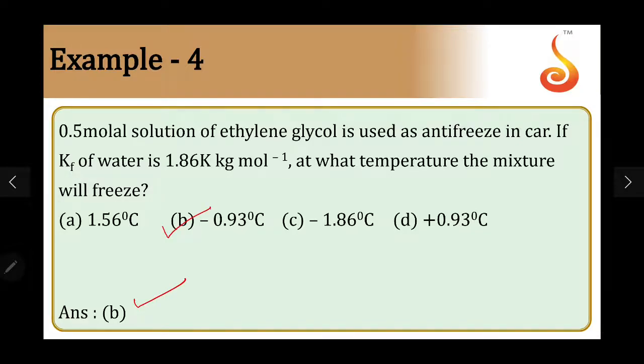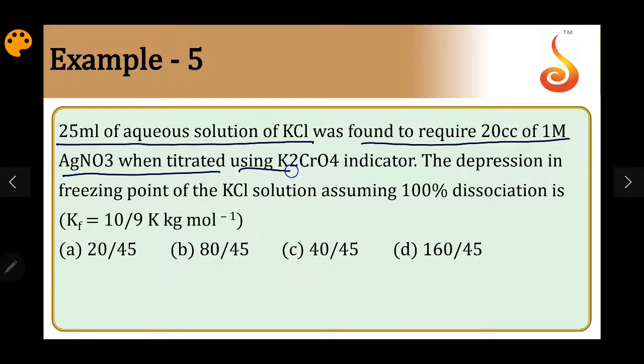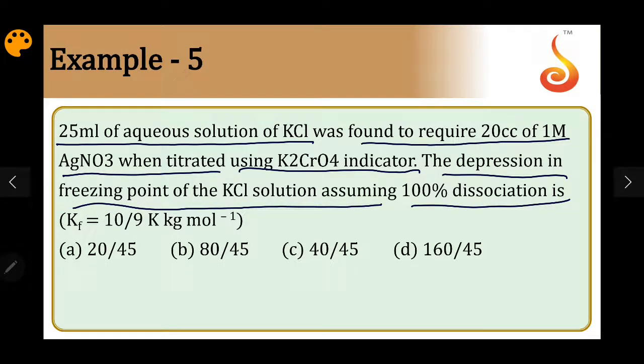Example 5. 25 ml of aqueous solution of KCl was found to require 20 cc of 1 molar AgNO3 when titrated using K2CrO4 indicator. The depression in the freezing point of the KCl solution, assuming 100% dissociation, is, Kf is given as 10 by 9. So first, data is given to find out the concentration of KCl. So we know 25 cc required 20 cc of 1 molar. We'll go to solution.